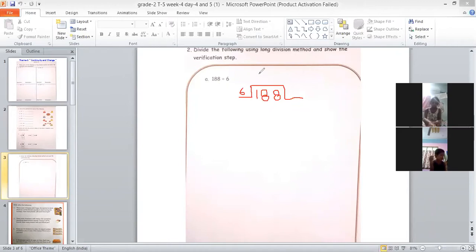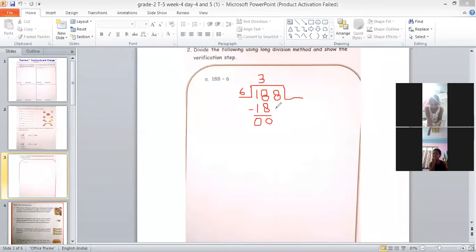Right? So what will we write here? We will write 3 because 6 threes are 18. So we'll write 3 up and then we will write this 18 here, and we will put a minus sign. Now 8 minus 8 is how much? 8 minus 8 is 0, so we will write 0 here. And 1 minus 1 is 0 again, so we will write this 0.